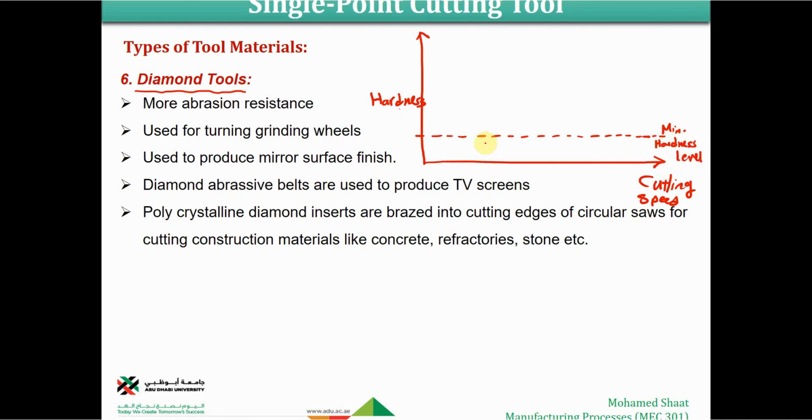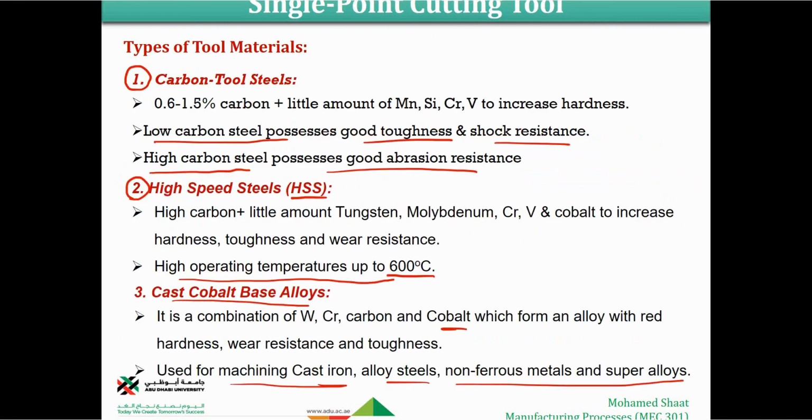Okay, so it means that if the material has been moved below this line, this material has lost its hardness. This means that there is no hardness for this material and the material became very weak. So the weakest material, the cheapest material ever, is the carbon tool steel.